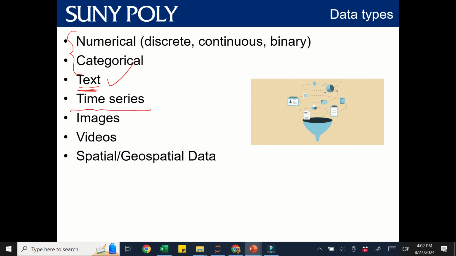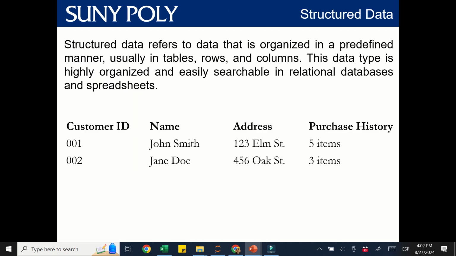Time series is numerical, but here I'm using a different distinction, because in time series the order matters. There is a timestamp, which is maybe not relevant in regression, classification, analysis, where you have observations, and it doesn't matter if you mix them. But in time series the order is important. Images, of course, videos, and spatial data. So there are different data types that increase the variety in our data.